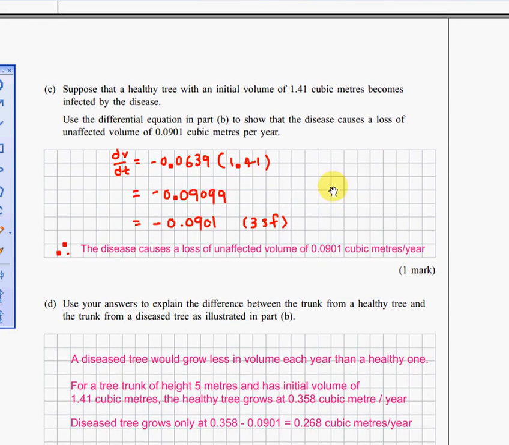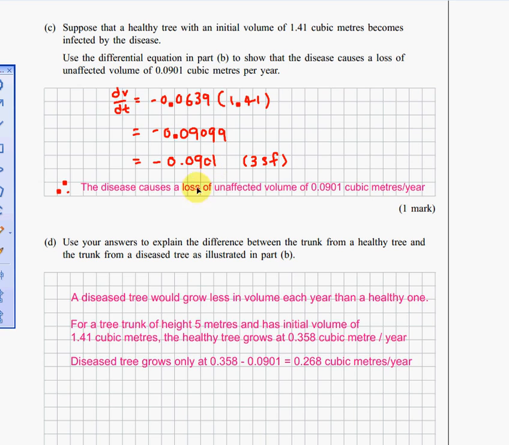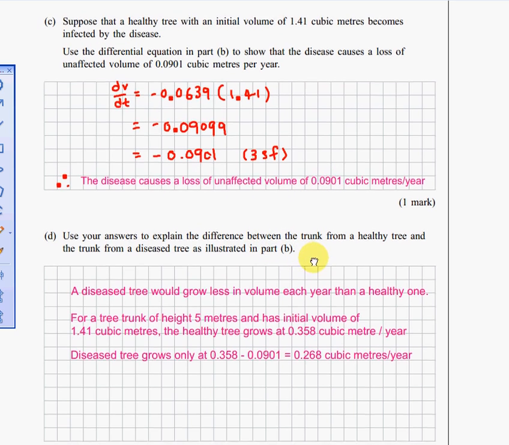And here is another use of the model. By substituting the value of v as 1.41 as given right here, you will get this negative 0.0901. This value actually means that the disease causes a loss of unaffected volume of 0.09 cubic meters a year.